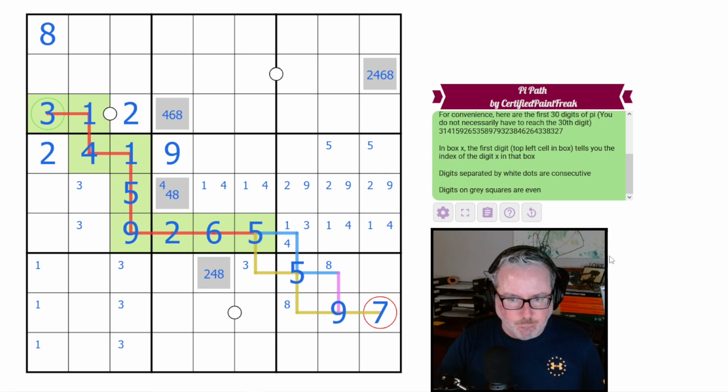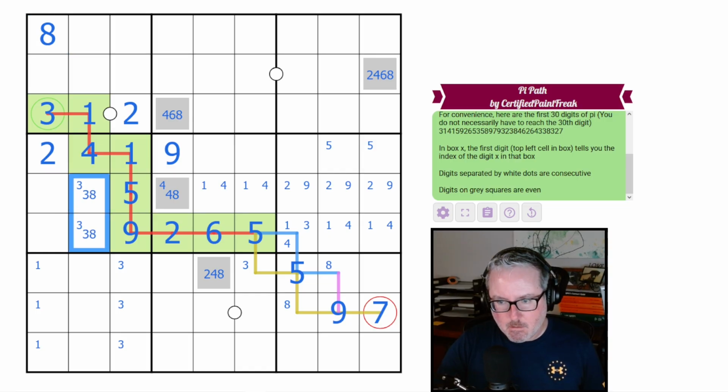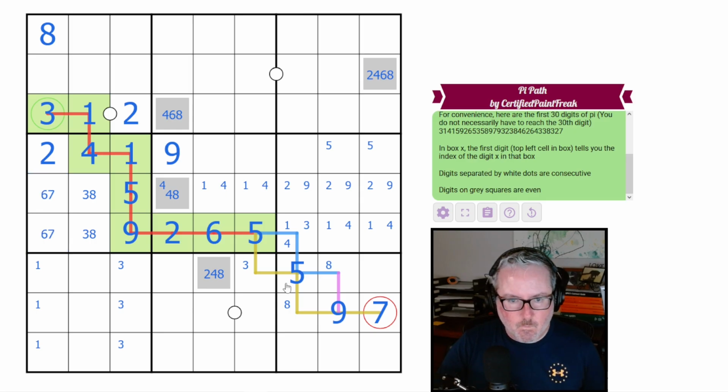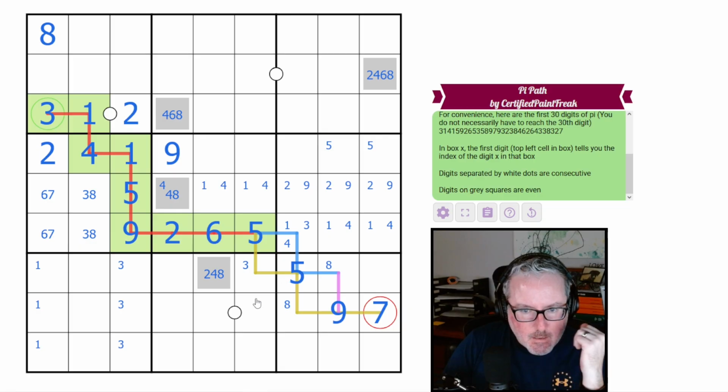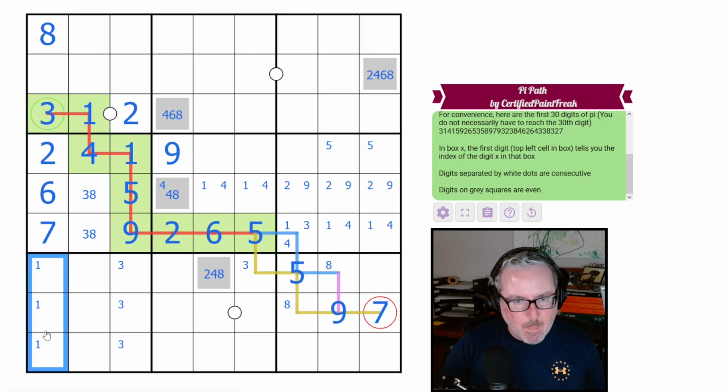What else? Say, where could a 2 go? We might have to go into the indexing like that. This is a 3, 8, and go through options. These are 6 and 7. Okay, the 6 says this is 7, 6. No, there's a 1 down here.